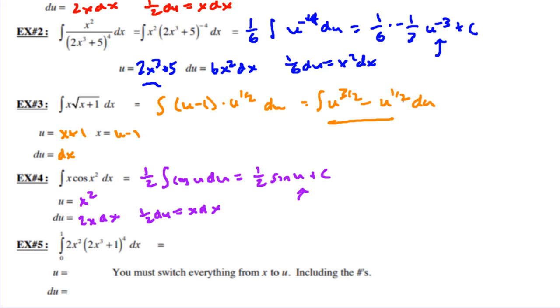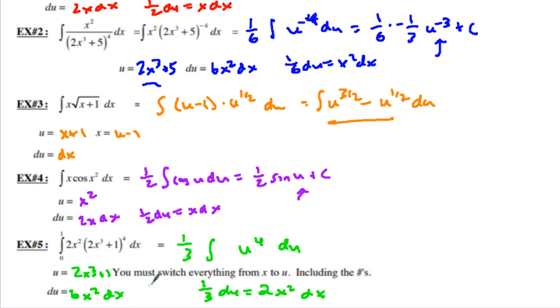Last but not least on this problem, we have where we have our u and our du. Obviously, what's going to be used for our u is 2x cubed plus 1. What's our du going to be? That's going to be 6x squared dx, which means you can see if I move a 1/3 over, 1/3 du is equal to 2x squared dx. And you can see I have 1/3 out front. My 2x squared dx is equal to 1/3 du. And I have u to the 4th power.